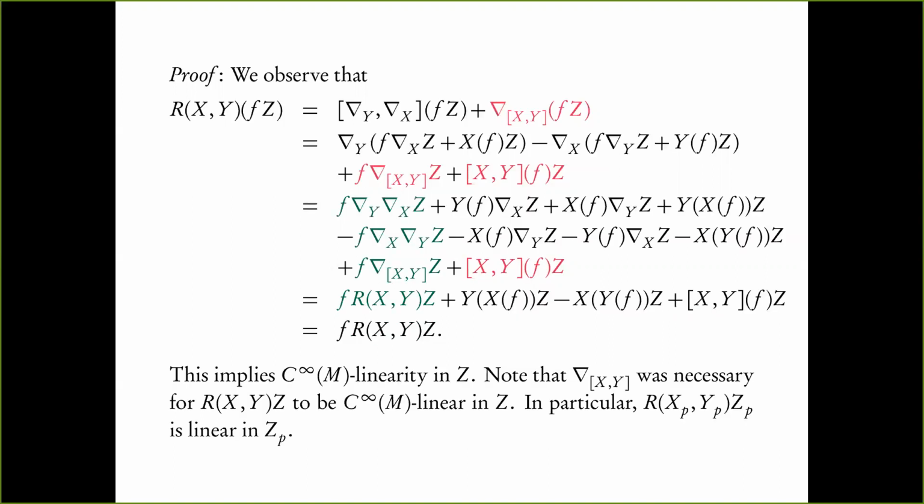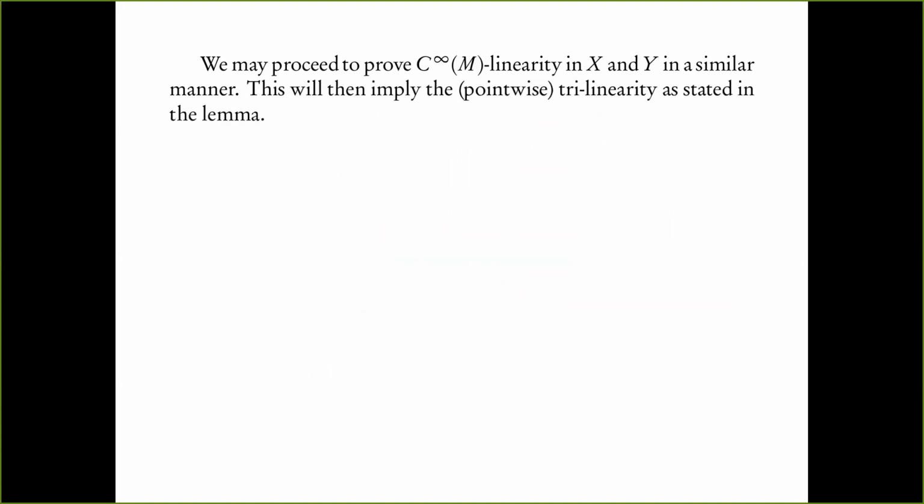Okay, so now what we want to show is that this is C infinity M linear in X and C infinity M linear in Y. So what we are showing implies the trilinearity. Anyway, so let's first show C infinity M linearity in X. So what do we want to show? We want to calculate this term, R of f x comma y acting on z. So that simply is the commutator of nabla y and nabla fx acting on z plus the nabla of the commutator fxy acting on z. Right?